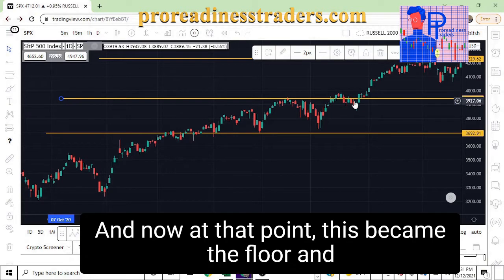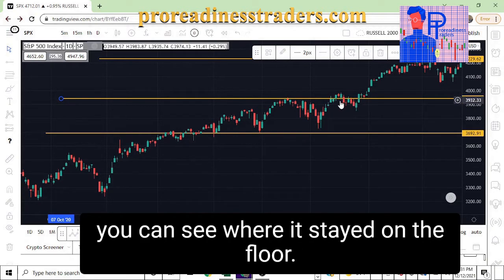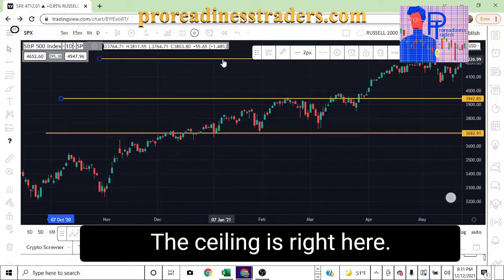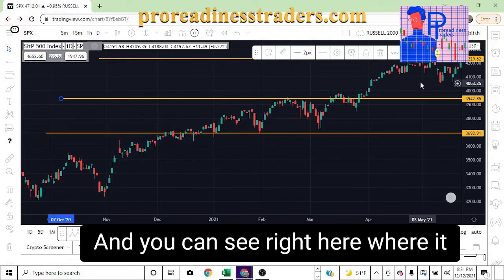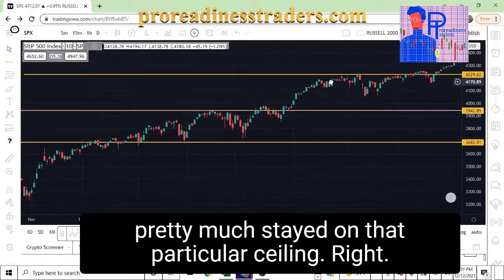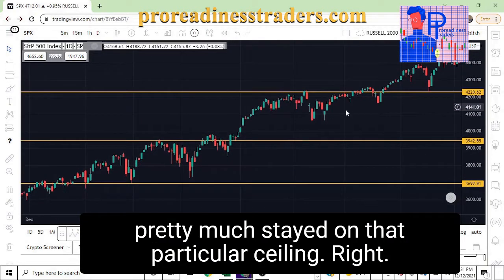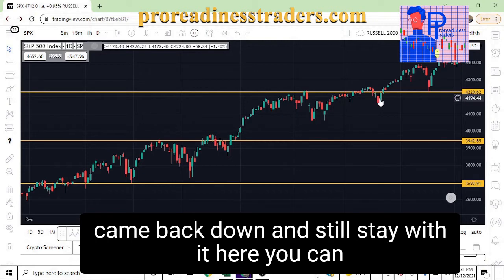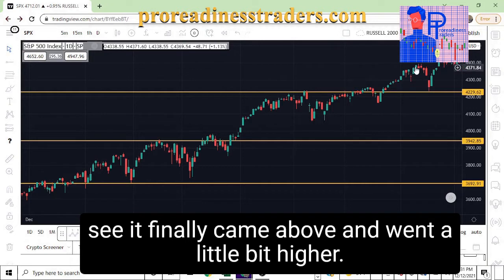And now at that point, this became the floor, and you can see where it stayed on the floor. This became the support, and the new resistance, the ceiling, is right here. And you can see right here where it pretty much stayed on that particular ceiling, right? And you can also see above here where it broke it, came back down, and still stayed with it. Here you can see it finally came above and went a little bit higher.